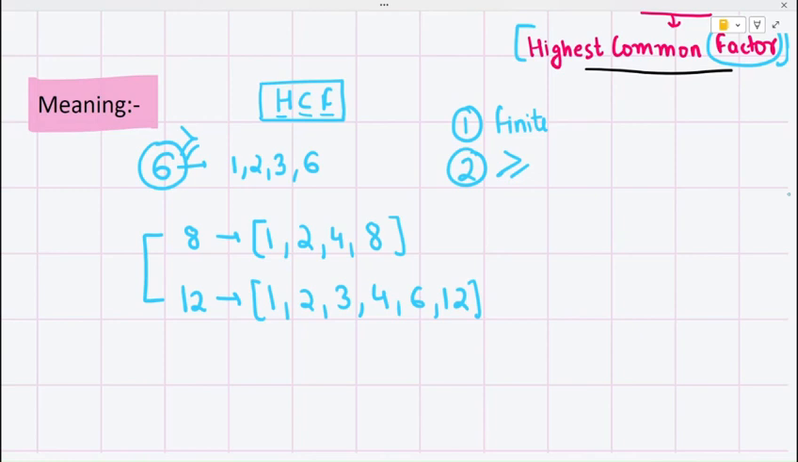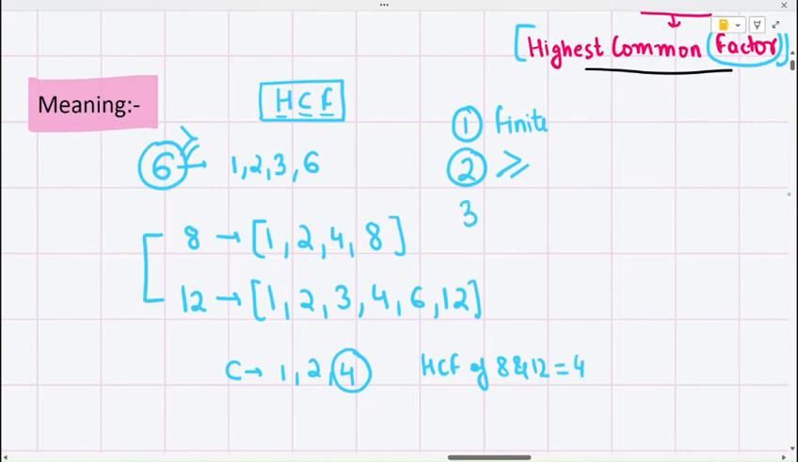Now we need to find out the highest common factor. But before moving on to the highest, we'll move on to the common part. So common means the factors which are common in these two numbers. For example, here we have 1 which is common. So first we'll write down the factors which are common. So common we have 1, 2 and 4. So these are the three factors which are common in 8 and 12. But if we focus on the term highest, the highest out of these is 4. So the HCF of 8 and 12 will be equal to 4.